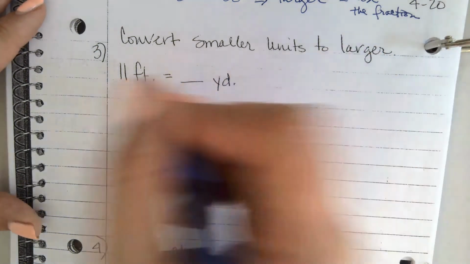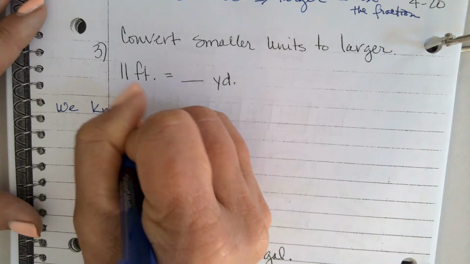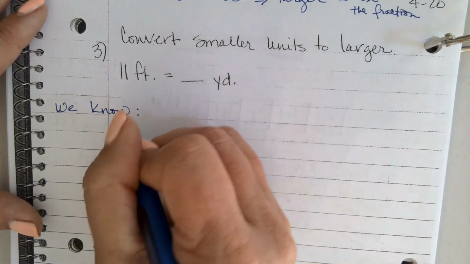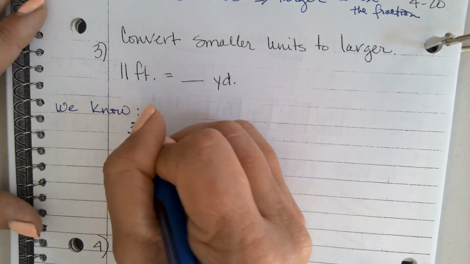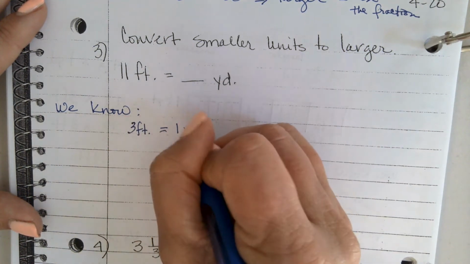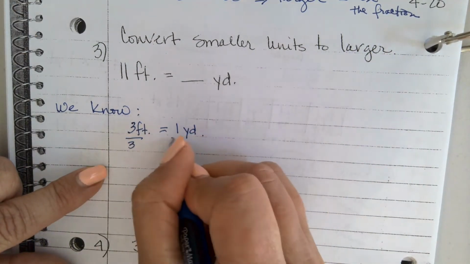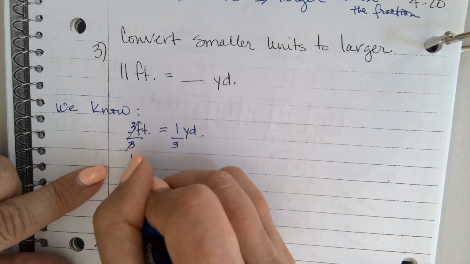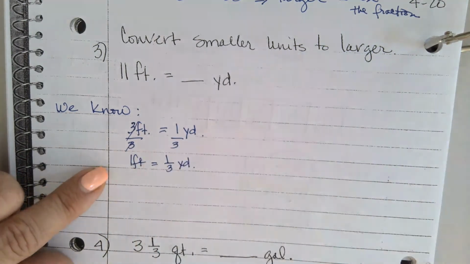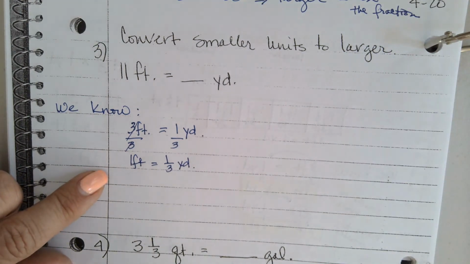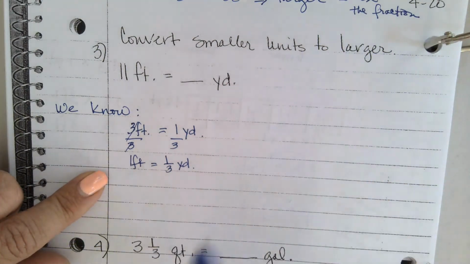So let's go back to what do we know? We know that there are 3 feet in 1 yard, right? So what do we do? 1 foot is equal to 1/3 of a yard. Okay? That's what we know. That's what we've been practicing with. Smaller units, smaller to larger.